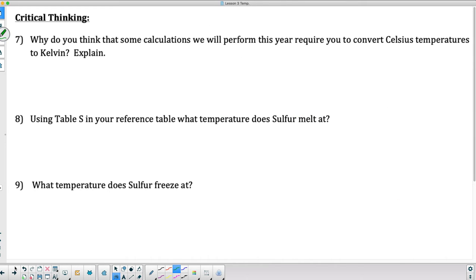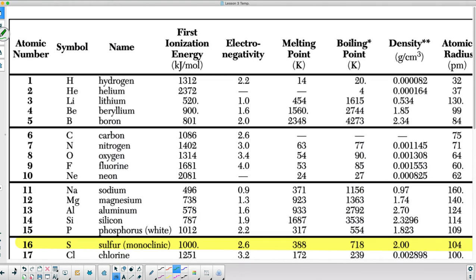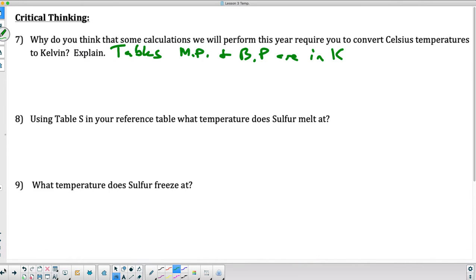It says, why do you think some calculation or formulas are required to convert Celsius to Kelvin? Here's one of the major reasons why. Table S, melting point and boiling point are in Kelvin. So you're going to have to be able to go from Celsius to Kelvin to use Table S. So Table S in your reference table, what temperature does sulfur melt at? So we take a look here at sulfur. Sulfur is the one that's highlighted. It melts at 383. I go back, I say 383 Kelvin. So you know that you're in Kelvin. What temperature does sulfur freeze at?